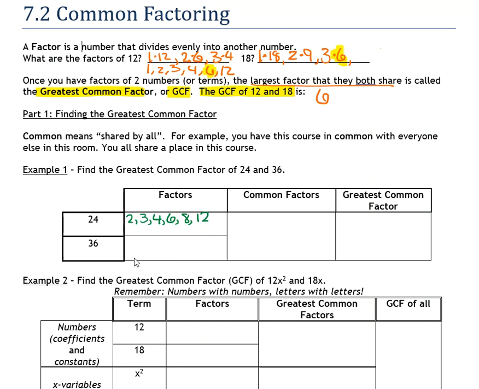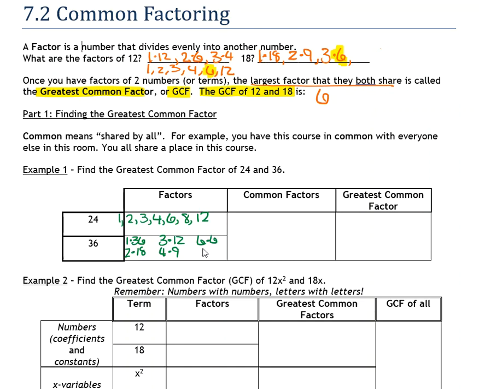Let's do the same thing for 36, except I'll write them out in pairs. Starting with 1, we get 1 times 36. I could put 1 here, but 1's always there, so just to save space, I just don't put it. 1 times 36. What about 2 times anything? 2 times 18. How about 3 times something? 3 times 12. What about 4? 4 times 9 is 36. How about 5? No. 6 times 6.